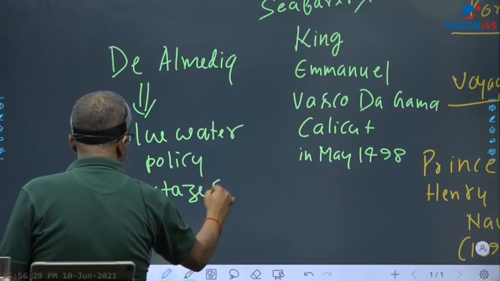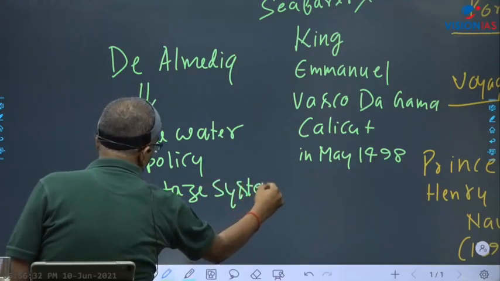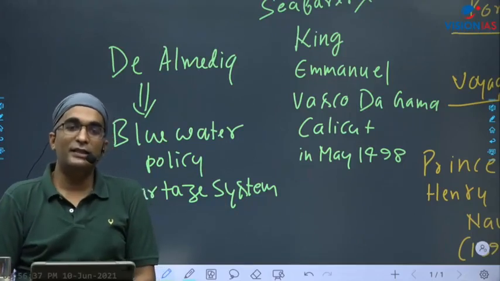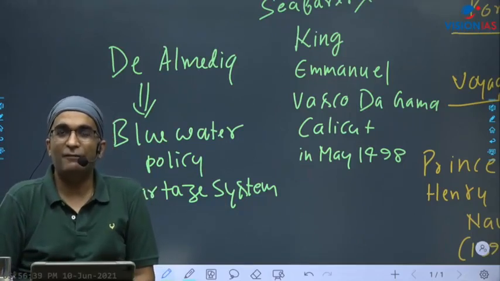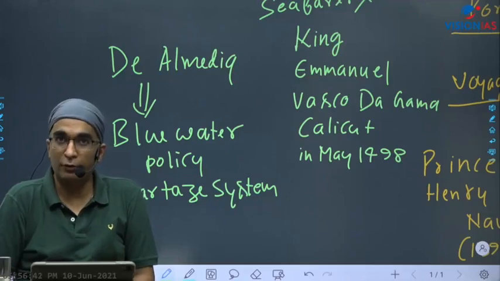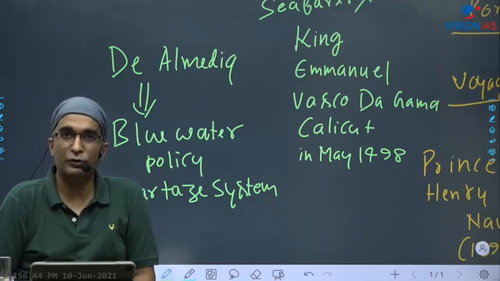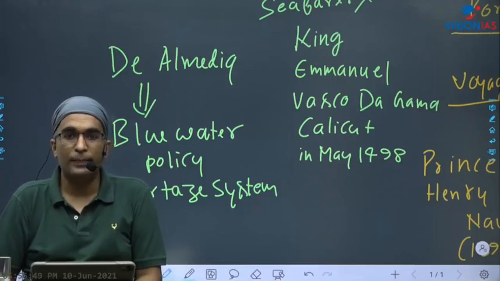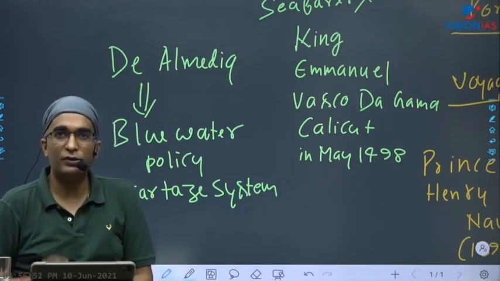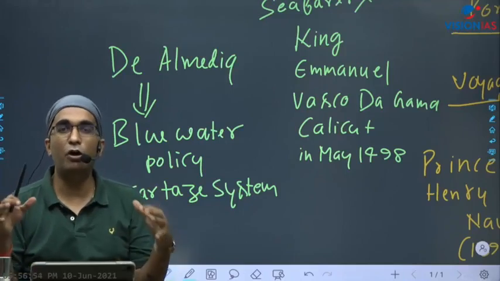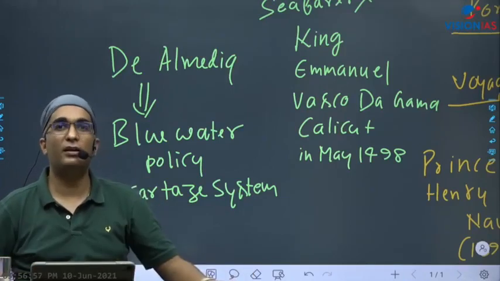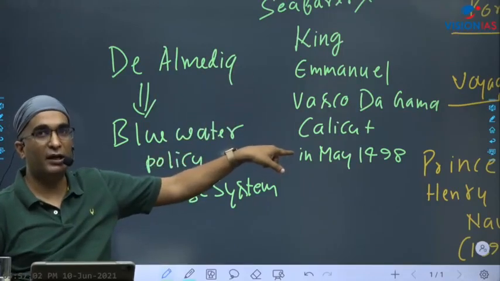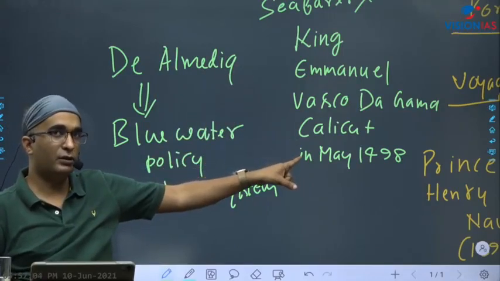Cartage system. Now, what is this cartage system or blue water policy? De Almeida was of the view that if you hold the monopoly in the Indian waters, that is the entire Indian Ocean, including the Arabian Sea area also, then once you have established your dominance in this area, not only the Europeans who are circumventing Africa, they would be paying charges to the Portuguese.